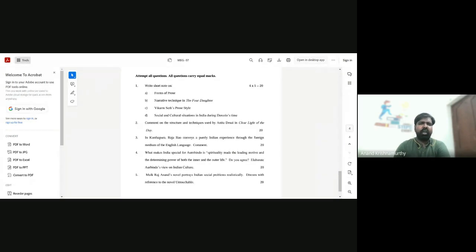For instance, question number two is about commenting on the structure and techniques used by Anita Desai in Clear Light of the Day. So here the reference is to the structure and techniques used by her, not to the story, not to the plot, not to the character analysis. The question is directly about the structure and the technique that she has used. So there, if you write the summary of the story, you're not going to get marks.